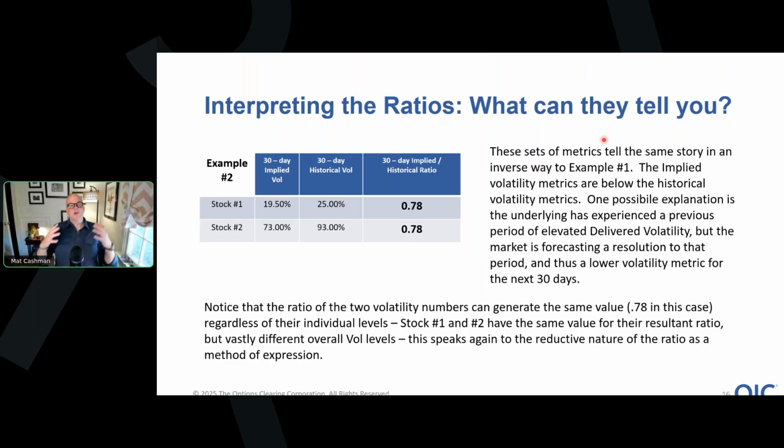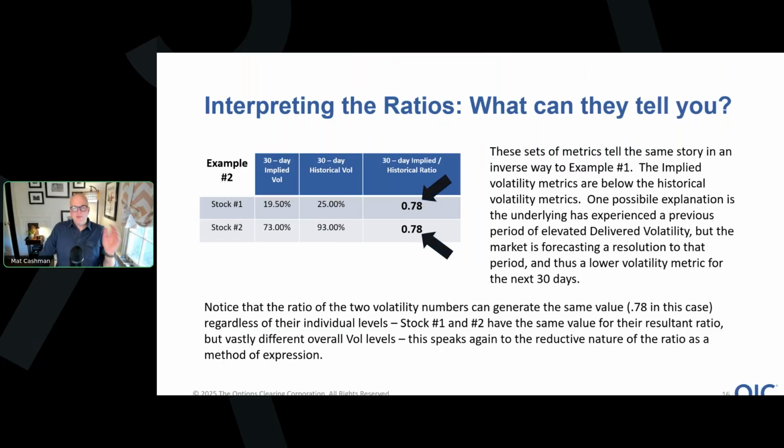And in that situation, what you would have is a particularly high delivered number that includes the last 30 days of movement, but the market saying, yeah, that happened, but then this thing happened, and we don't really expect it to move quite as much over the next 30 days. And in those situations, you can get ratios that are well under 1.0. In this case, it's 0.78. That means it's 78% of the historical vol for the same period.